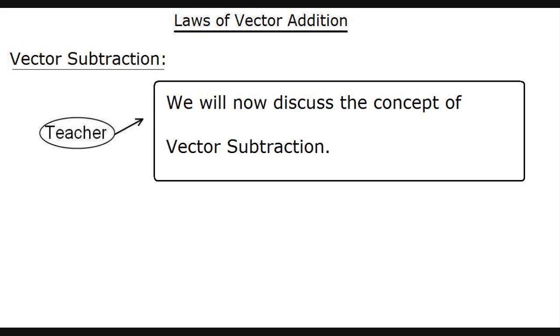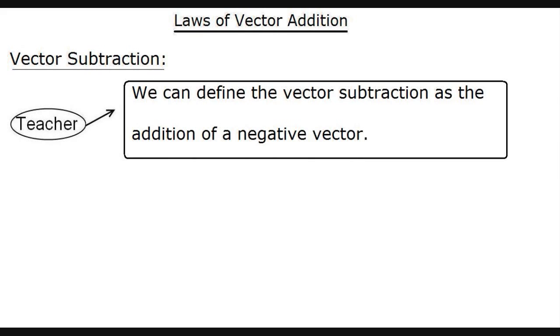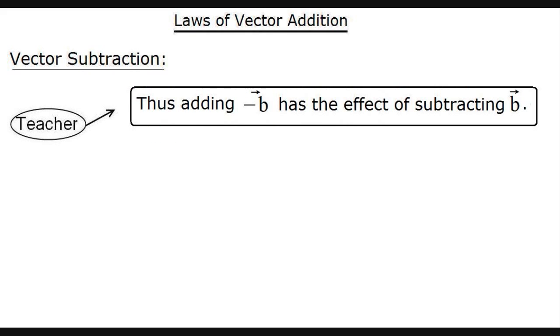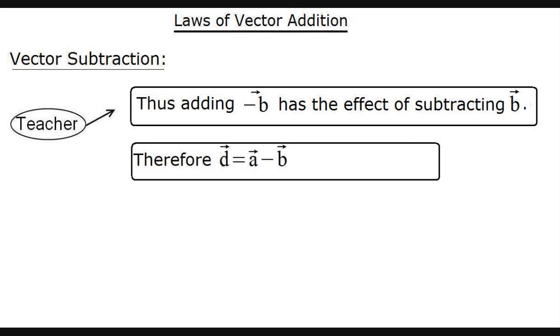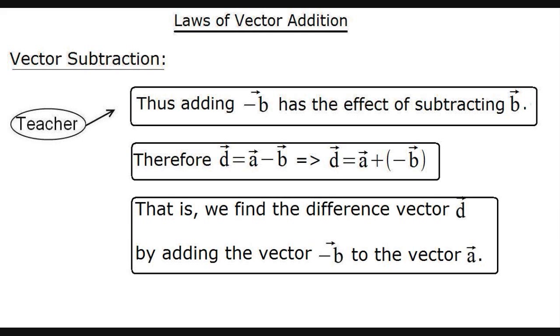We will now discuss the concept of vector subtraction. We can define the vector subtraction as the addition of a negative vector. Thus adding minus b bar has the effect of subtracting b bar. Therefore d bar is equal to a bar minus b bar implies d bar is equal to a bar plus minus b bar. That is, we find the difference vector d bar by adding the vector minus b bar to the vector a bar.